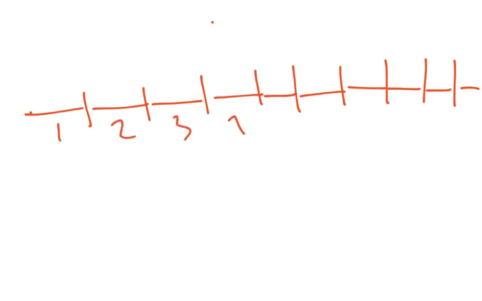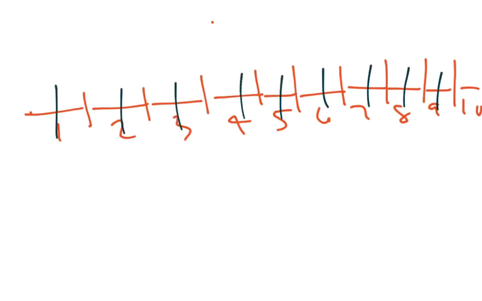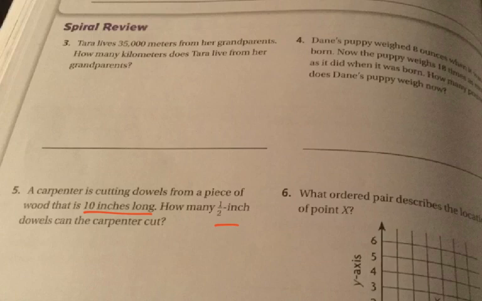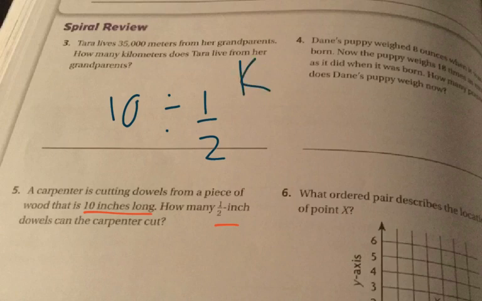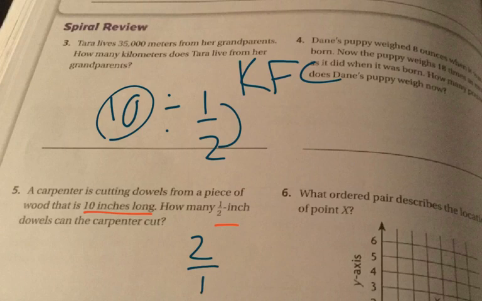1, 2, 3, 4, 5, 6, 7, 8, 9, 10. You have 10 inches, and it's saying that they cut them in half. So if I cut each of those in half, what am I going to end up with? I'm going to end up with 20. Or you might have figured that out. 10 divided by a half would be keep, flip, change. Keep the 10, flip that, so that would be 2 over 1. And you change the division to multiplication, you're going to get 20.